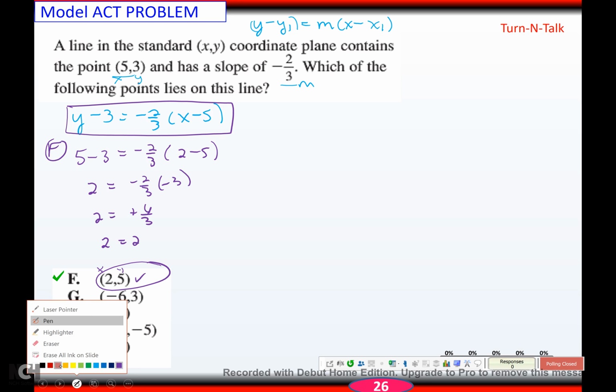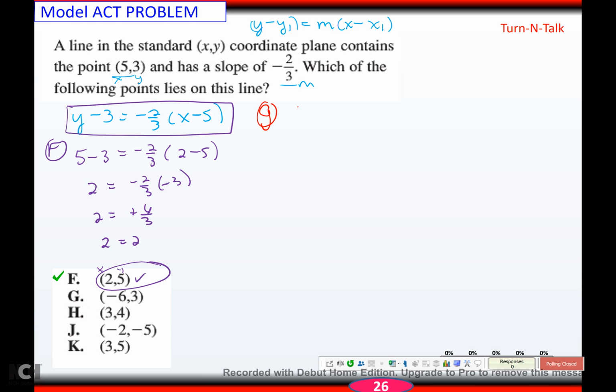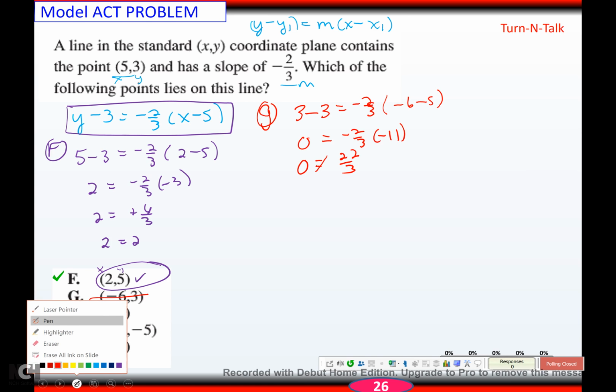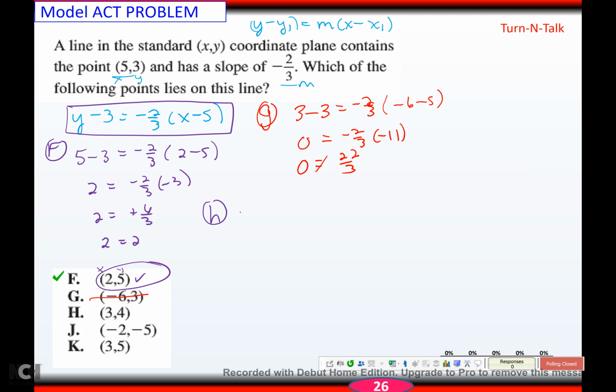Again, for a little bit of practice sake, I will. So if I checked G, I would make y 3, minus 3 equals negative 2/3, and I would make x negative 6, minus 5. That's going to give me 0 equals negative 2/3 times negative 11, which gives me 0 equals 22/3, which is not true, so it doesn't work. If I try H, I would make y 4, minus 3 equals negative 2/3, 3 minus 5. 4 minus 3 is 1, 3 minus 5 is negative 2, so that's going to be negative 4/3, which is not equal, so that one's false, and you get the gist. You can do the other. Again, I already found the answer. I wouldn't check them unless I had to keep going, but I was just giving you some extra practice.